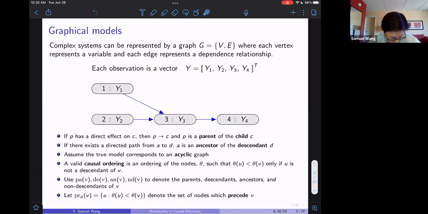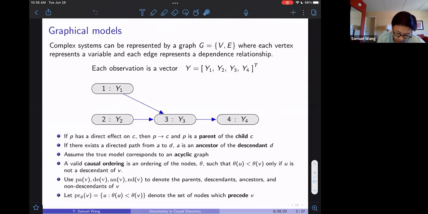Okay, so under this assumption, this implies that there is always at least one causal ordering for the nodes. And what we mean by this is an ordering or permutation of the nodes. And we're going to use theta to denote an ordering or permutation. In particular, theta u will be less than theta v, where u and v are two different nodes, only if u is not a descendant of v.